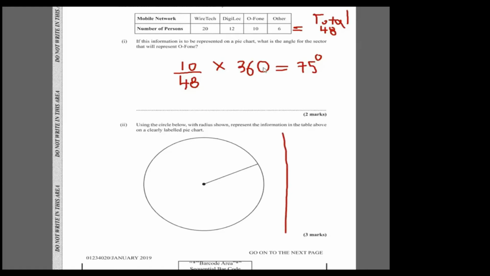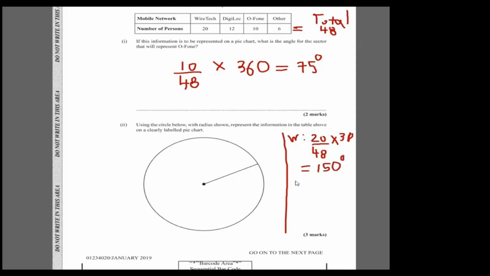So I'm going to use W for WireTech. W for WireTech is going to be 20 over 48 times 360. This will give you the angle for WireTech. When you work that out, if 10 over 48 gives me 75, then 20 over 48 should give me 150. So WireTech is 150 degrees.